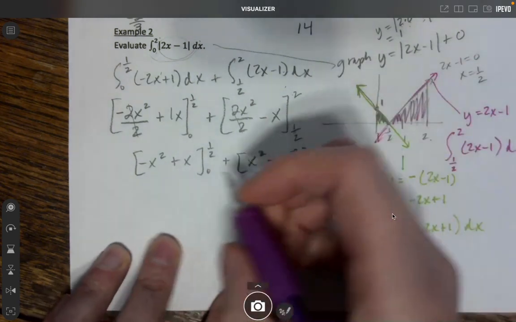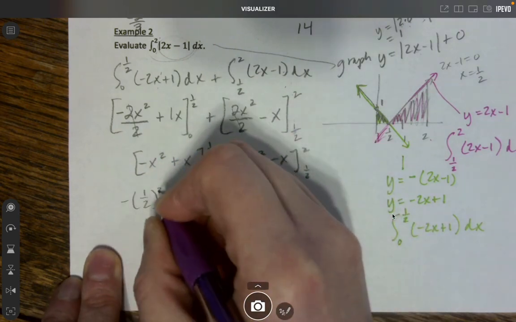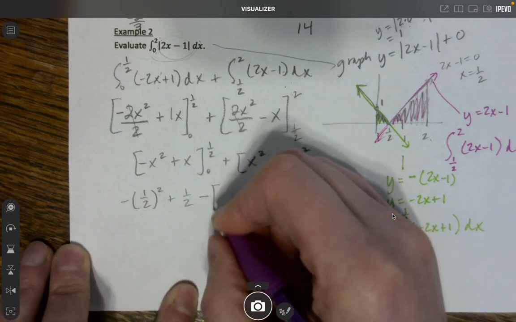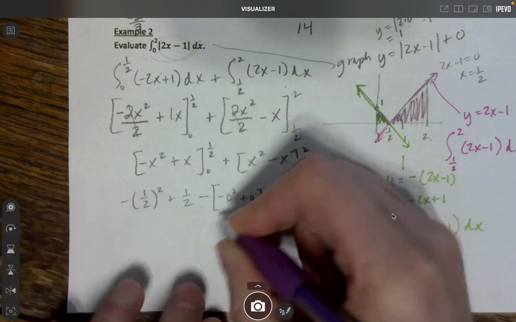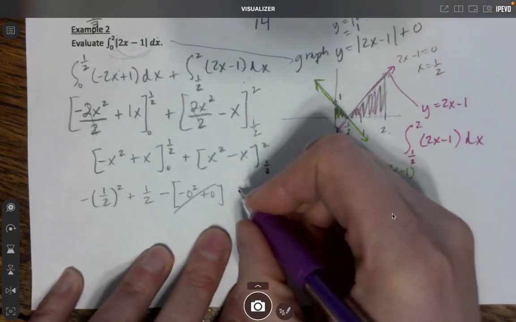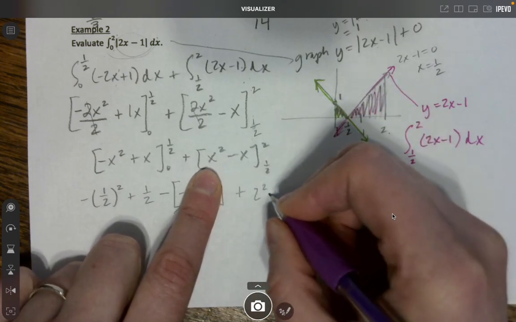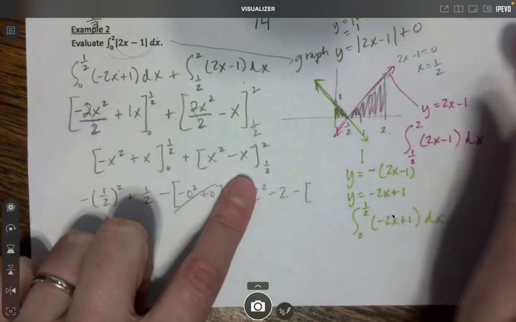So if I plug in 1/2, I'm going to have -1/2 squared plus a 1/2, minus, and then I'd put in 0. Well, that's going to be easy, right? -0 squared plus 0. That's just going to be gone. All right, plus, then I'm going to evaluate this one by plugging in 2. So 2 squared minus 2, and then minus. I've got to now substitute 1/2.